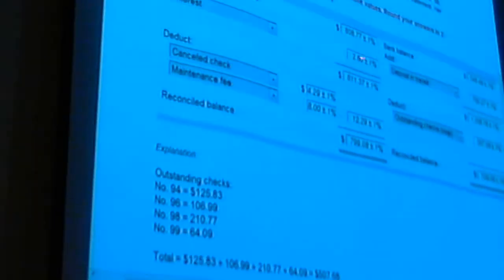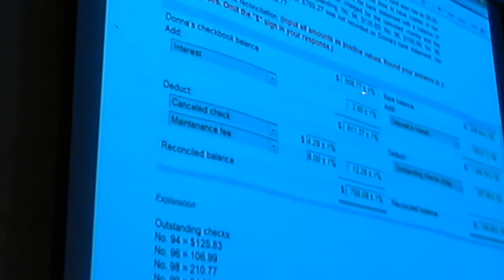Okay, so once all is said and done, we come out with an equal balance. But let's back up a step here. Do you remember how to do this? 808.77 is the beginning balance. Any additions? Yes. So we add that to the beginning balance, plus, and you get 811.37.